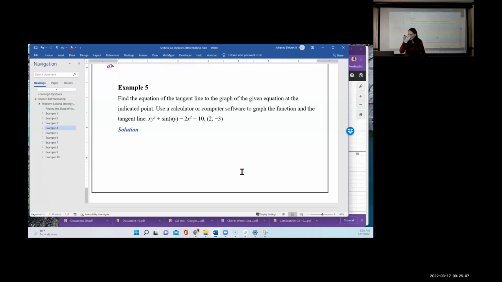Okay, so we do the derivative and then we put dy dx. And then you put a dy dx. Whenever you have a y, you have a dy dx. Yeah, okay, correct.